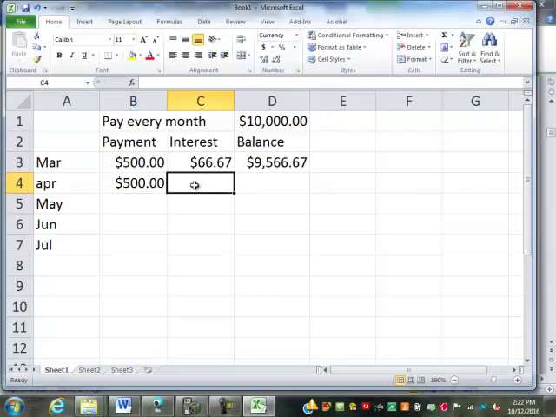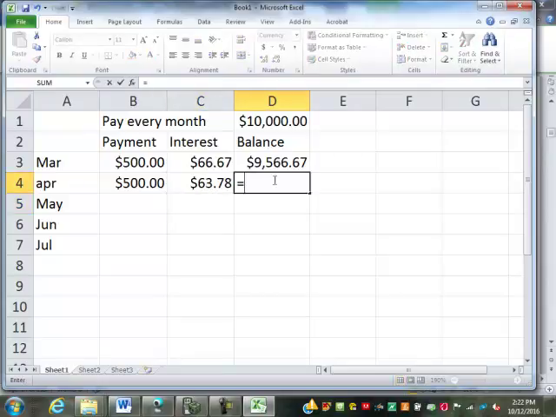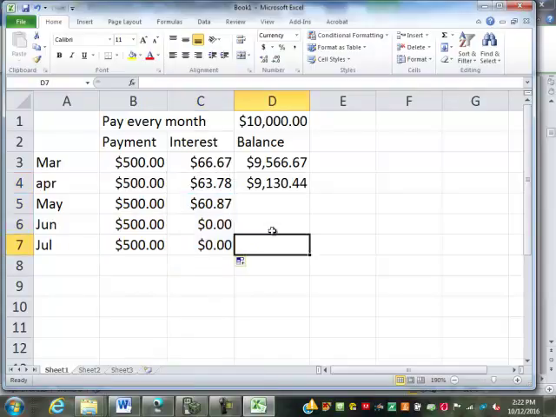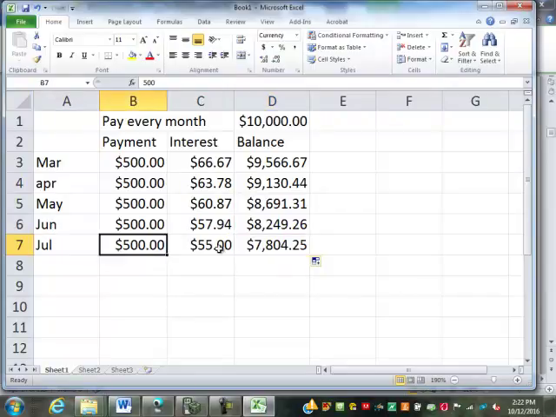So I make another payment. I'm going to have my interest. It'll be this amount times 0.08 times 1/12. So again, this will equal the previous month plus interest minus the payment. Fill down our interest, and we fill down our balance. So in the month of July, after we make our July payment, our balance would be down to $7,804.25.